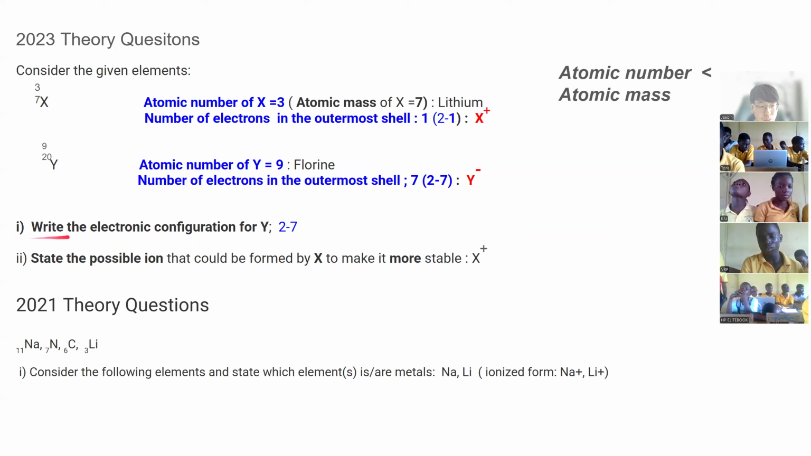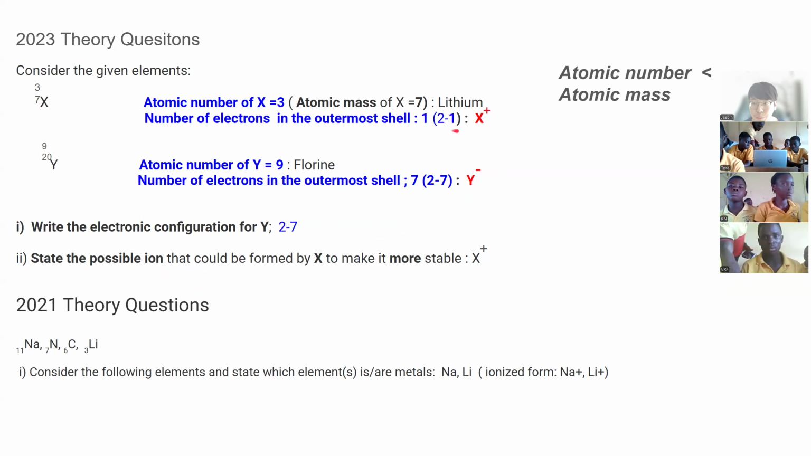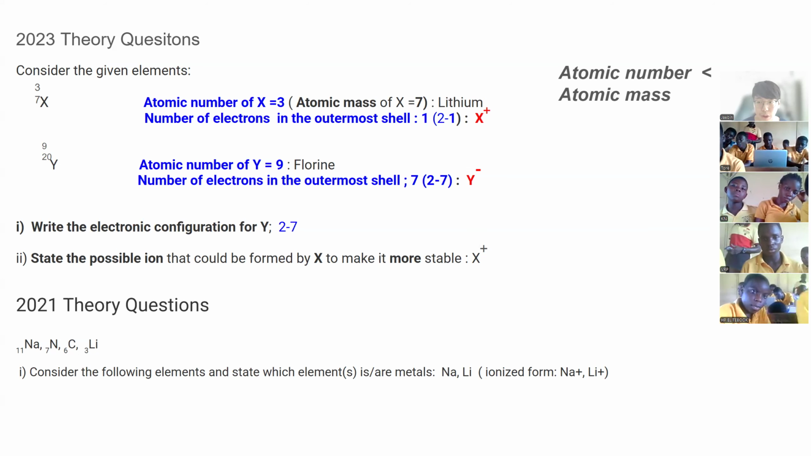The first question is to write the electron configuration of Y, which we've done: it is 2-7. For the second question, we need the possible ion that could be formed by X to make it more stable. We already said that X plus is stable, because if it removes 1 electron, it gets a 1 plus positive charge and becomes 2, which is the stable form of the valence electrons. So 2, 8, 8, all of those following atoms are stable.